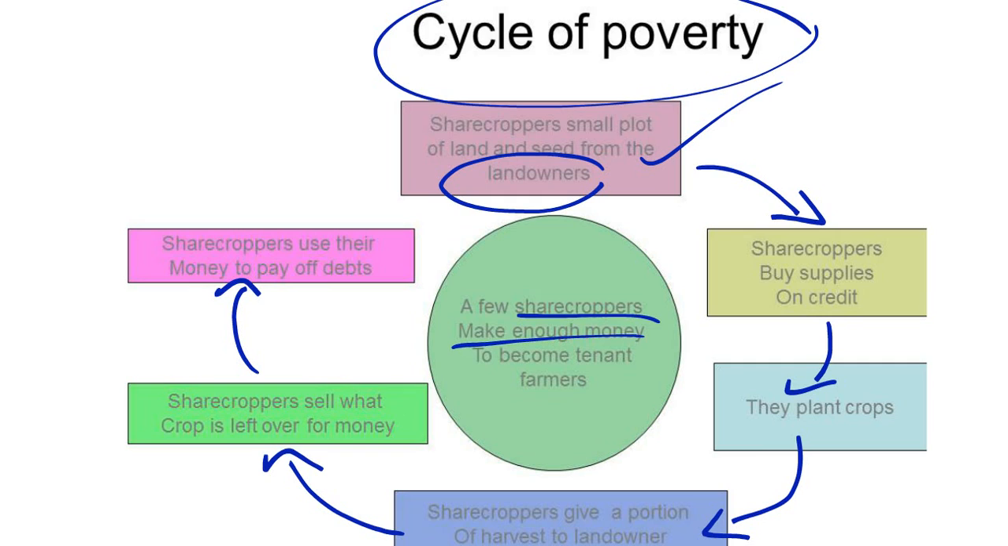So only a few sharecroppers make enough money to become tenant farmers. And then the cycle starts all over again, most of the time with the tenant farmers or with the sharecroppers deeper in debt than they were the previous year.